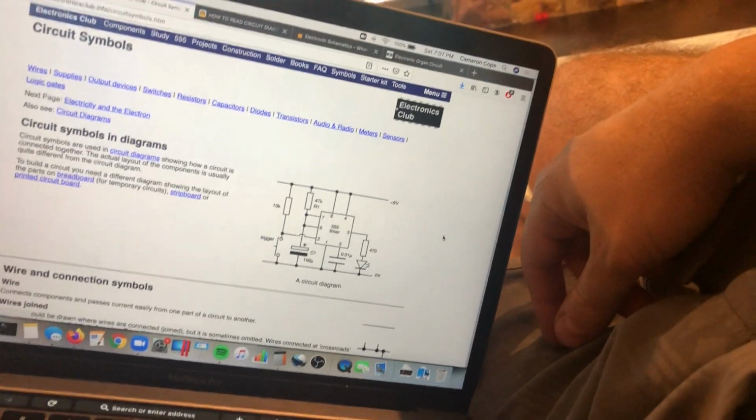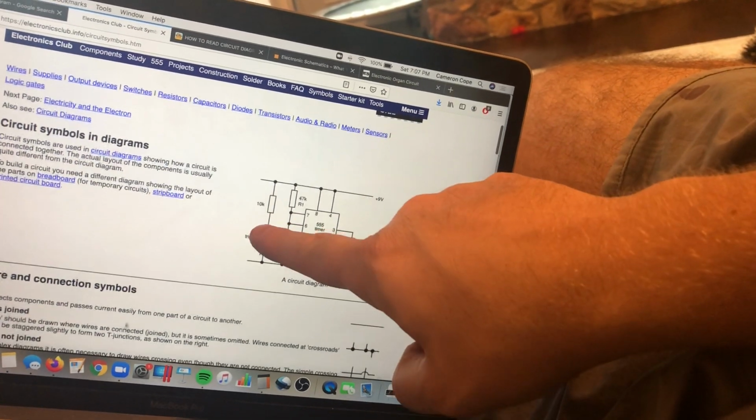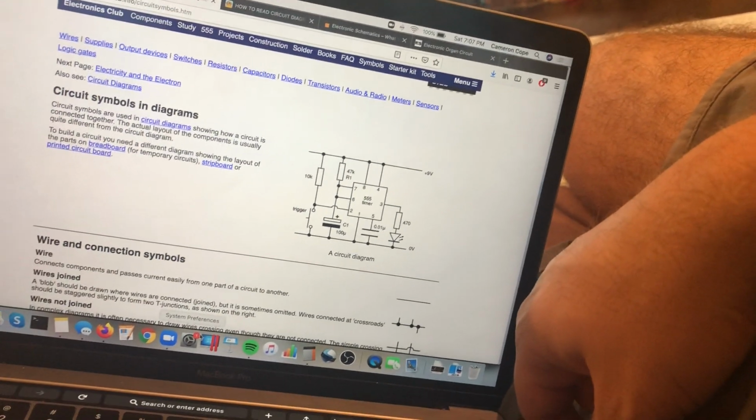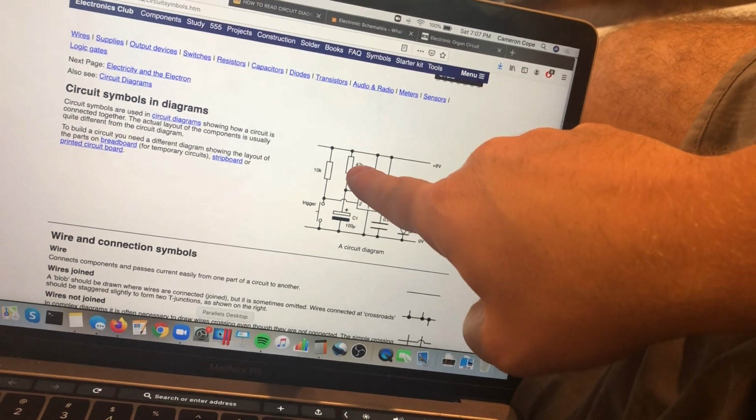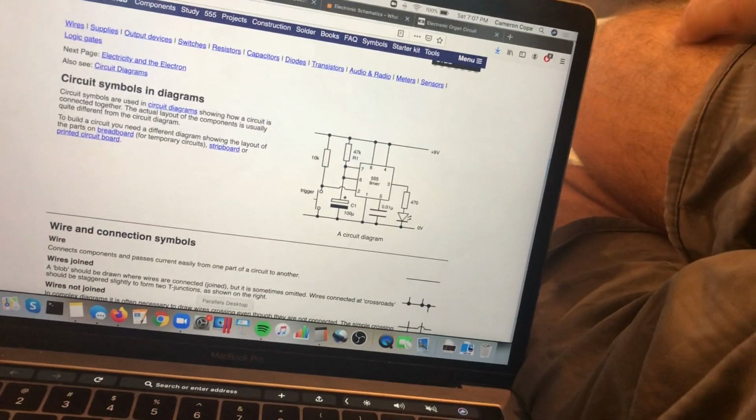Why does that say 10 K? What do you think that might be? A resistor? Yeah, because that one has the same symbol. That's got an R1. What's the capacitance on that one?